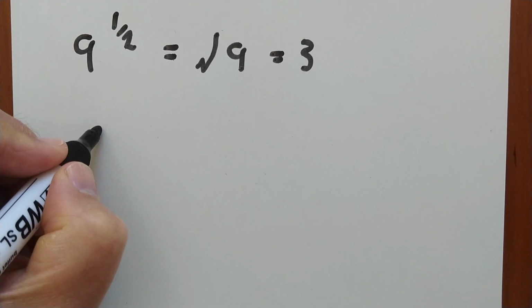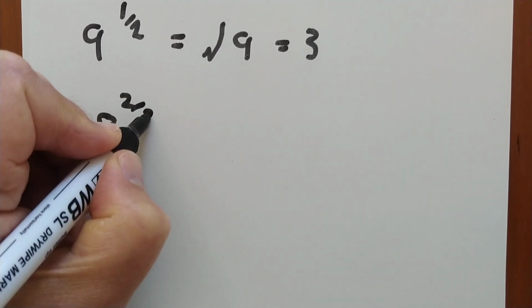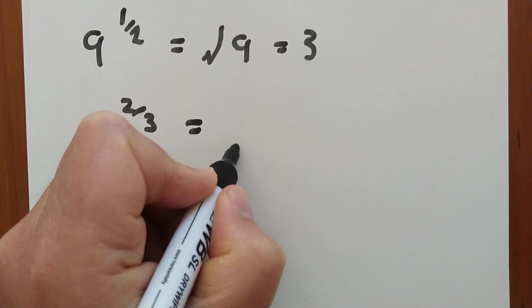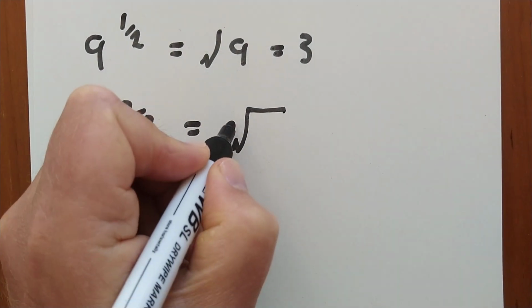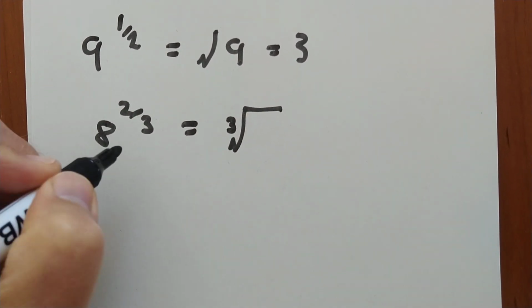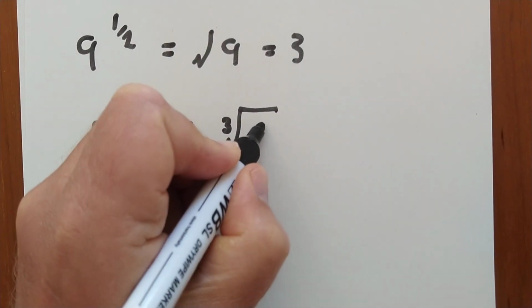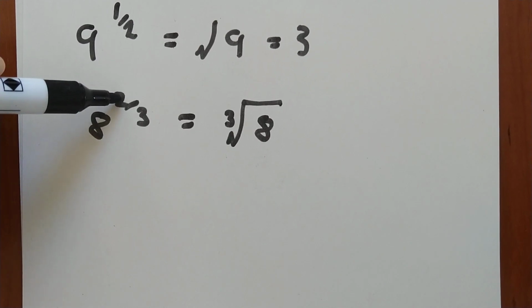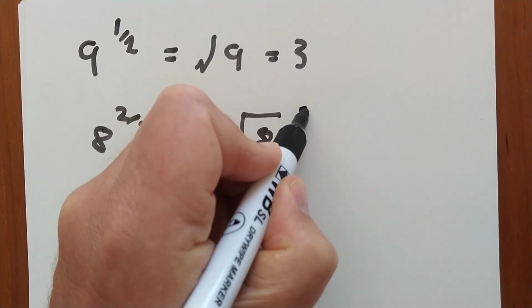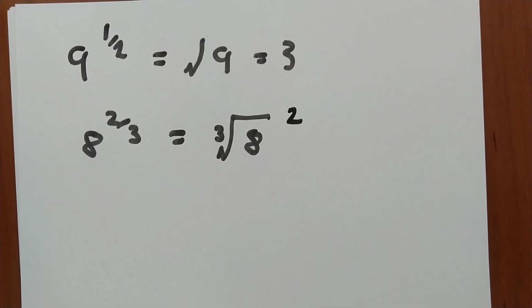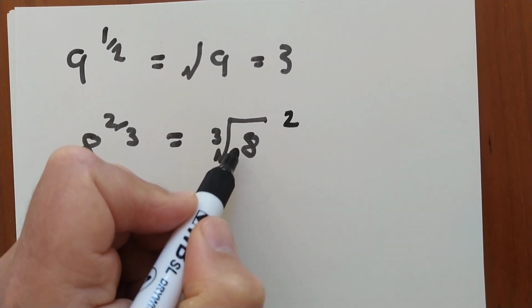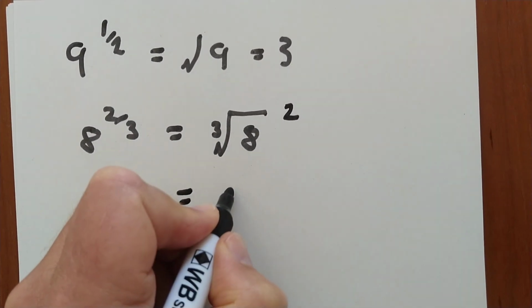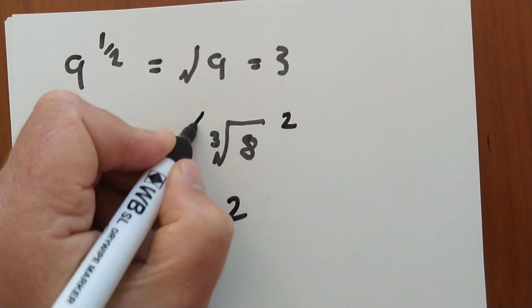It's another example. 8 to the power of 2/3. The fraction bit is the root. So that's the cube root this time, not the square root. The 3 says it's the cube root of 8. And the numerator of my fraction, the top bit, just stays as a normal power. So when I get my answer, I'm going to square it. So what number times itself gives me 8? That's 2. The cube root of 8 is 2. So I've done this bit here.